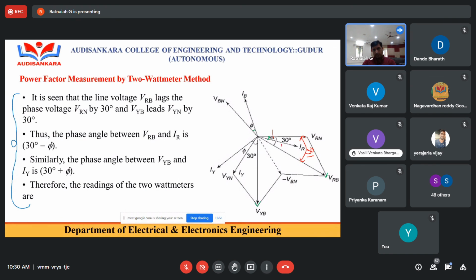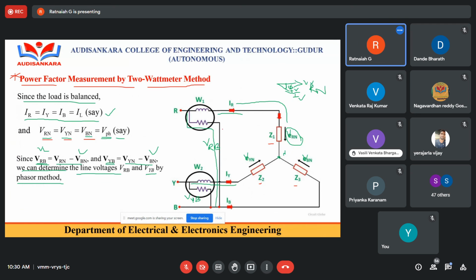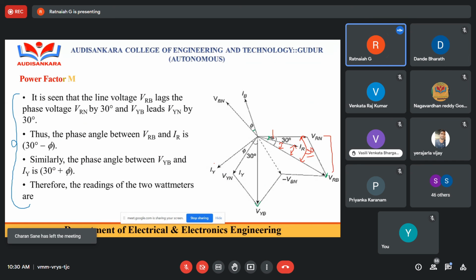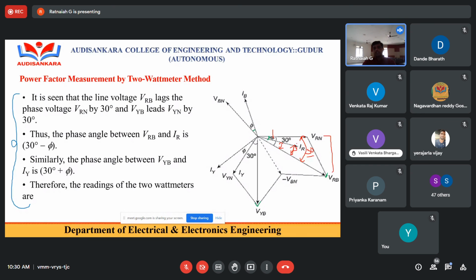So what is the angle of this portion? I already know that the angle between IR and VRN is phi. The angle between VRN and VRB is 30 degrees. Now, what is the angle between IR and VRB? This is very, very important because I need to calculate the angle between these two, because the first wattmeter reading W1 is nothing but IR multiplied with VRB. So I require the angle between IR and VRB. Then what is this angle? Can anybody please?